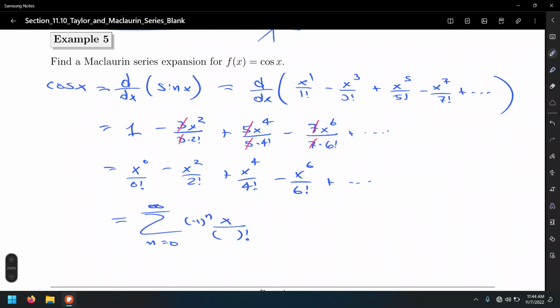This time we're not looking at the sequence of odd numbers. This time we're looking at the sequence of even numbers: 0, 2, 4, 6, and that's correct. 2n, 2n factorial.